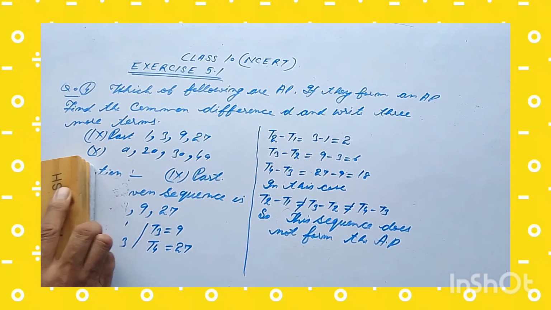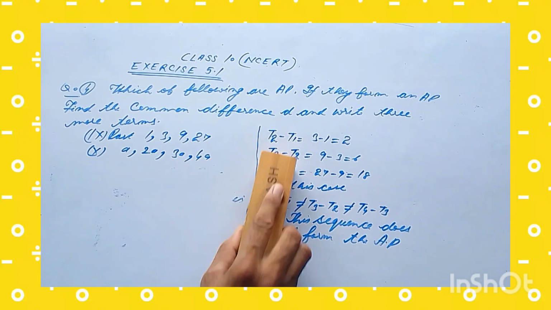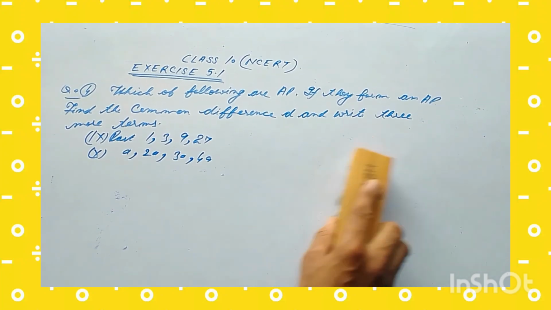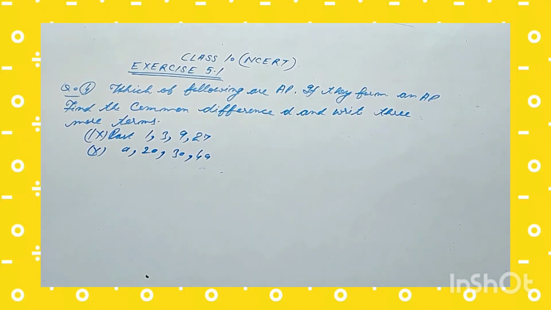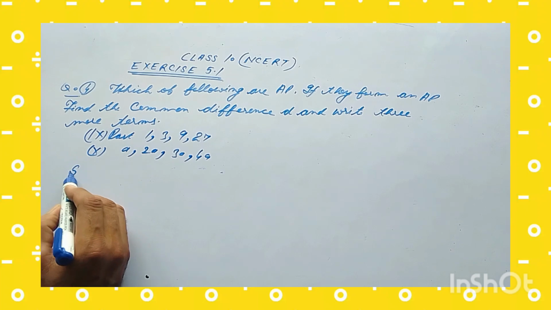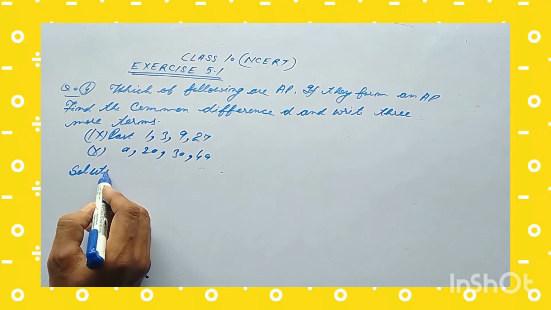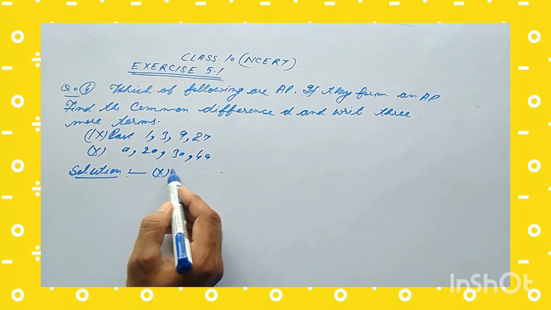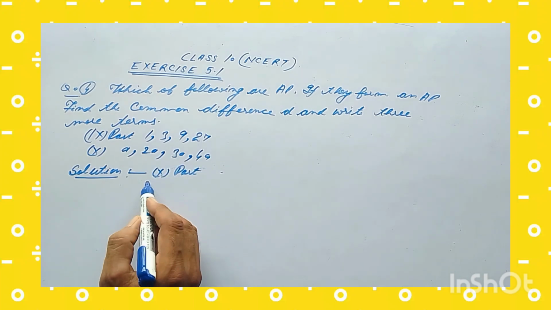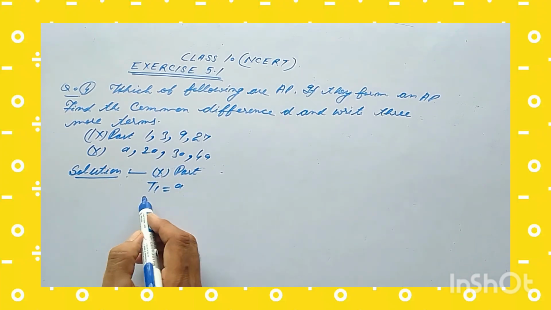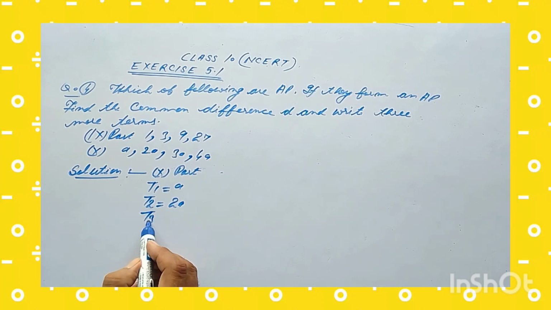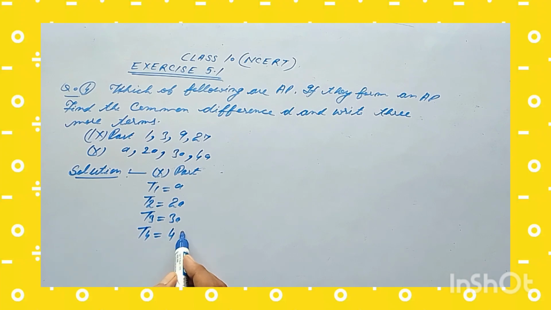Now the solution of the 10th part. Tenth part. T1 equal to a, second term that is 2a, third term that is 3a, fourth term that is 4a.